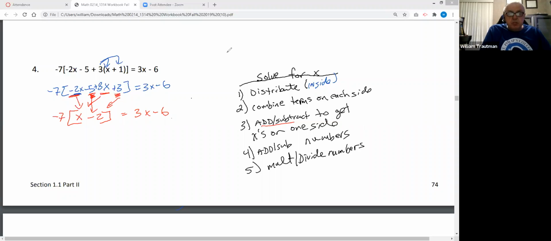Now we can distribute the -7. -7 times x is -7x. -7 times a -2 is a +14.